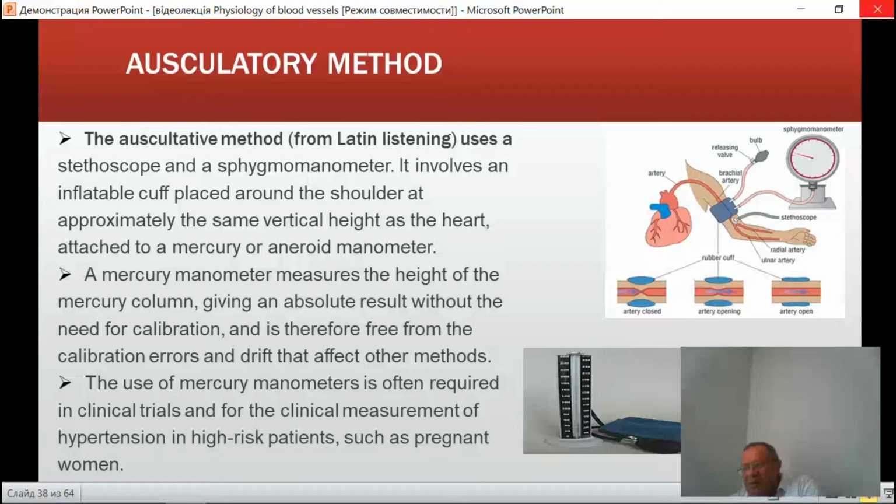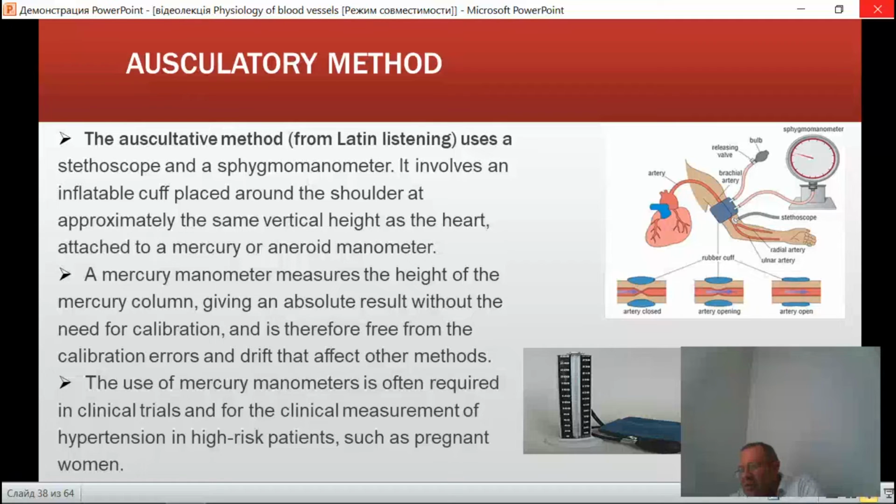A mercury manometer measures the height of the mercury column, giving an absolute result without the need for calibration, and therefore free from the calibration errors and drift that affect other methods. The use of mercury manometers is often required in clinical trials and for the clinical measurement of hypertension in high-risk patients such as pregnant women.